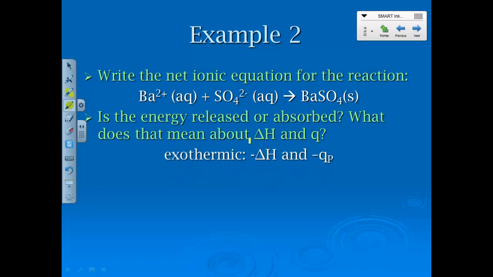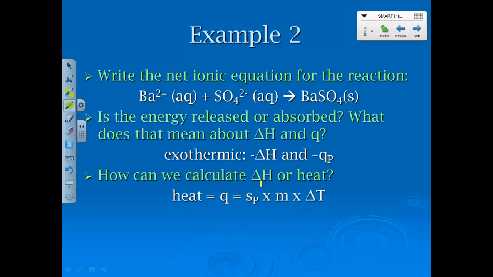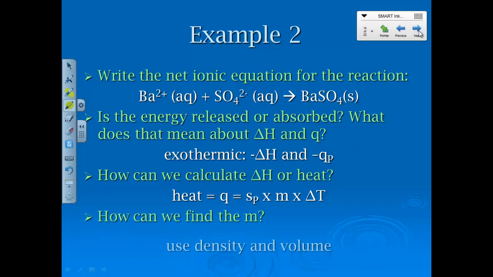Since the temperature goes up, energy is released, so we're exothermic, so negative delta H and negative Q. How can we calculate delta H, or heat? Well, I could use this lovely equation. I have the delta T, I also have the specific heat, but I don't have the mass. But they did give me enough information to find the mass, using the density and the volume. Let me show you how I would set this up.